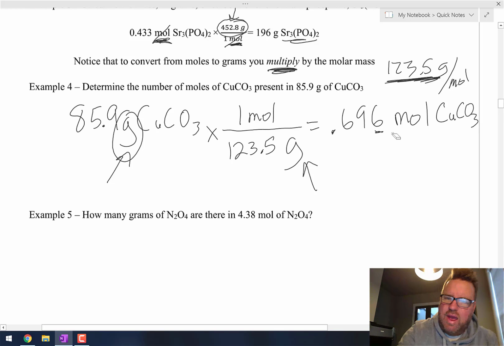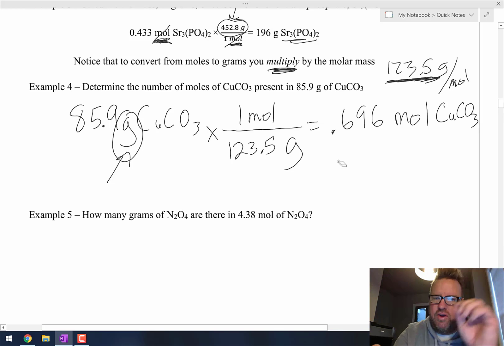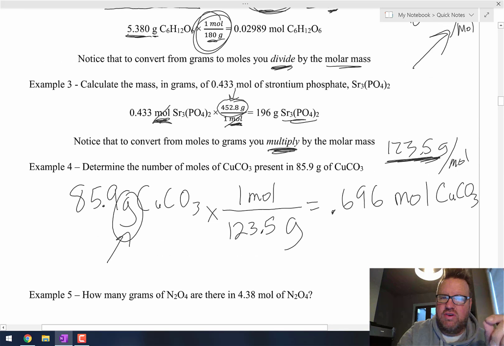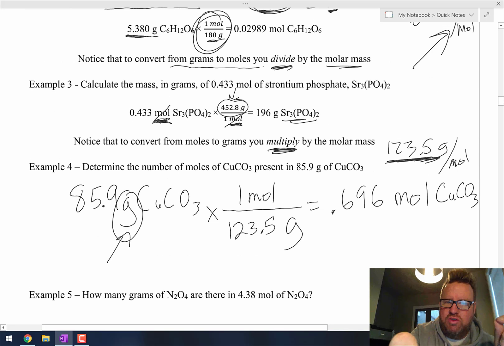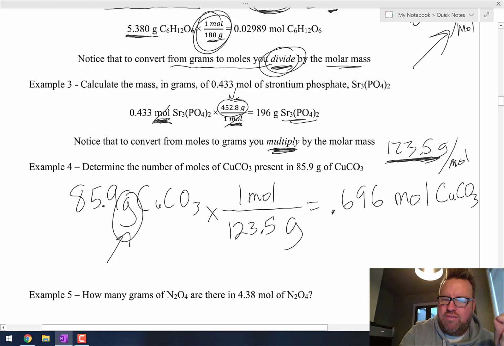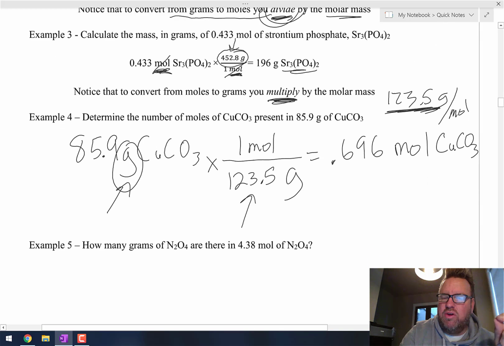Okay? And that is all you've got to do there. So I'm converting grams to moles. Just like it says earlier, when you convert from grams to moles, what did I do? I divided by the molar mass of the compound.